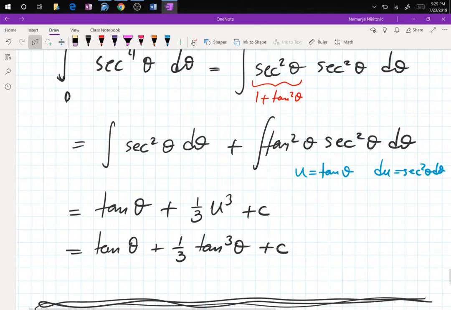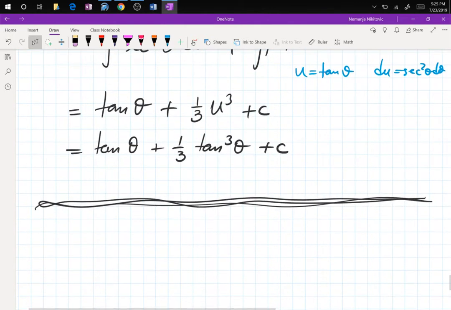Let's open the gates of hell, but just like an inch. Just to peek inside, and then close it right after the problem. Secant cubed theta d theta.